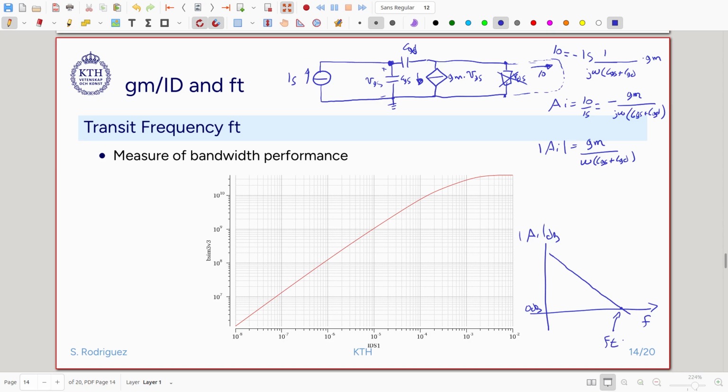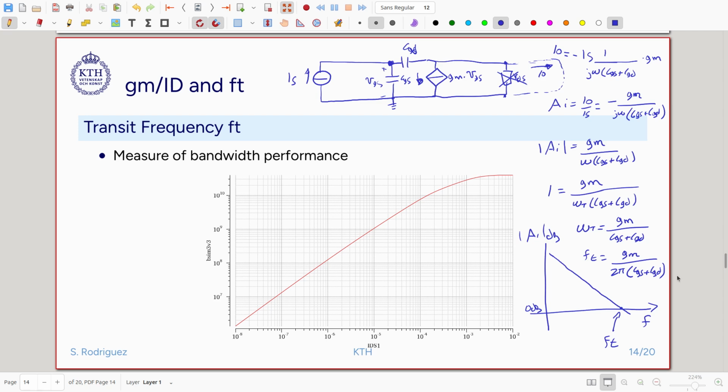And then I can calculate this exact frequency by making this equal to 1. So we have that 1 is equal to GM divided by omega T (CGS plus CGD), and then we have that omega T is going to be equal to GM divided by (CGS plus CGD), or FT is going to be equal to GM divided by 2 pi (CGS plus CGD), and then we will call this one the transit frequency.